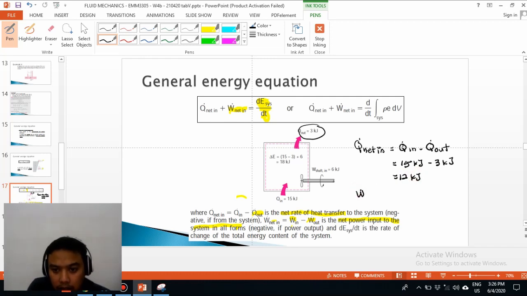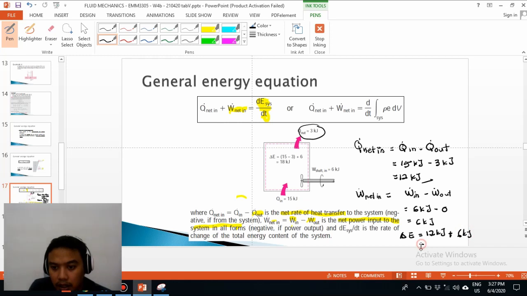Meanwhile, for W dot net in, it is the equation of W dot in minus W dot out. In this case, W dot in is 6 kilojoules, but W dot out is 0. So the total is 6 kilojoules. Based on the main equation, we know that delta E is equal to the Q dot net in, which is 12 kilojoules, plus the W dot net in work, which is 6 kilojoules. Sorry, it will be plus 6 kilojoules. So the total will be 18.